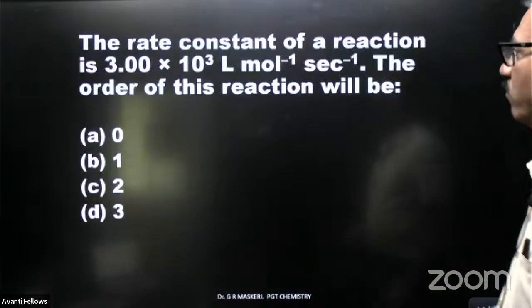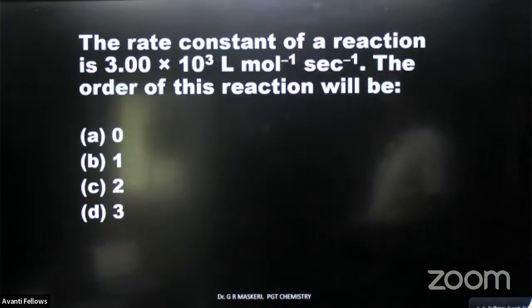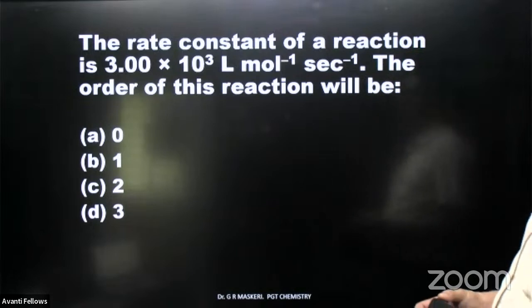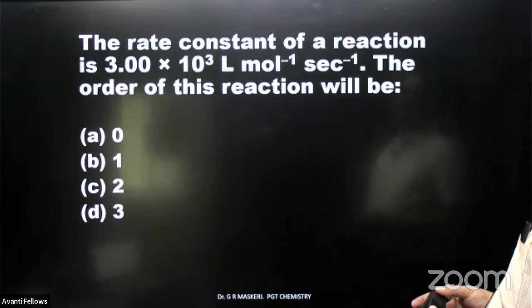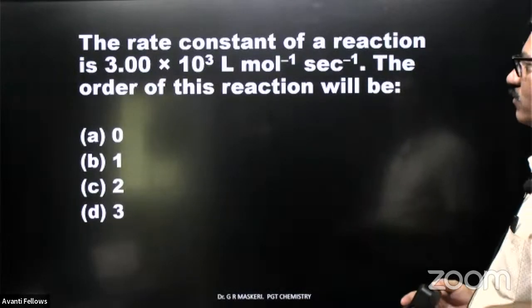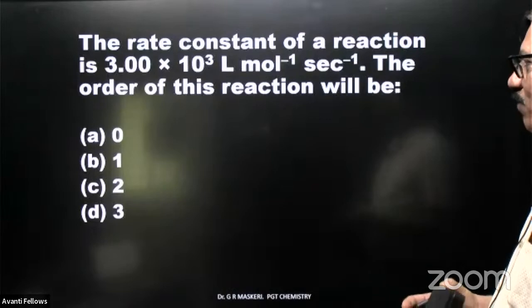Rate constant for a reaction is 3 into 10 to the power 3 liter per mole per second. What is the order of the reaction? Option C. Good. Which JNV? Bangalore Urban. Fine.